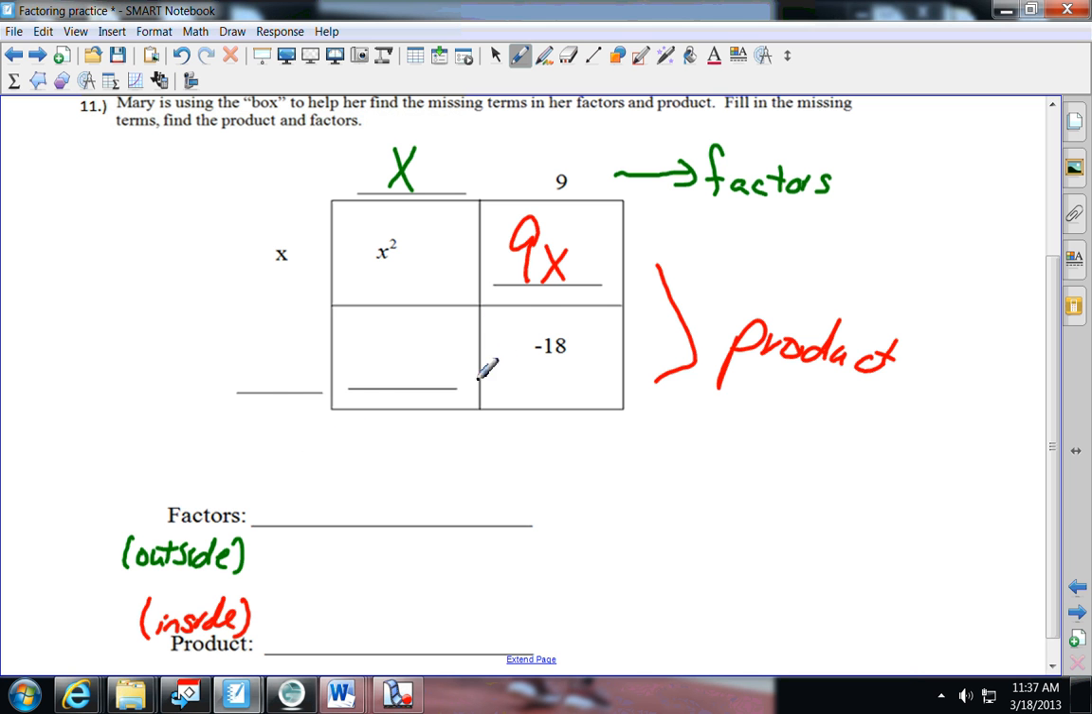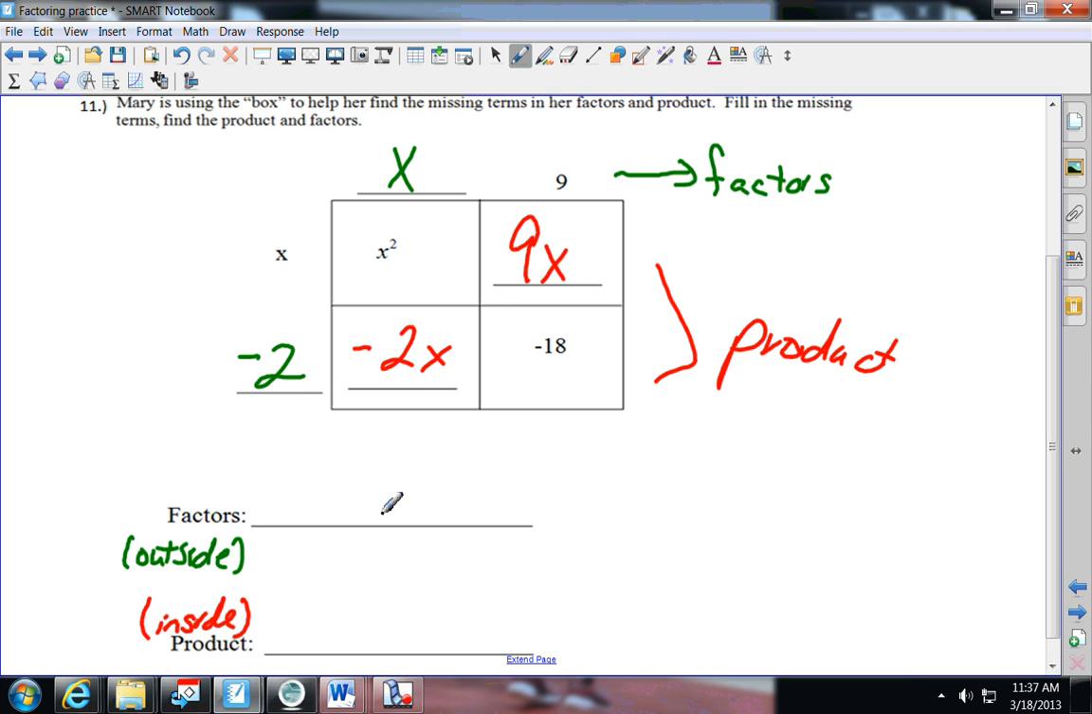All right, well, now I've got these two pieces right here. So to get some help here, I've got 9 times what gives me negative 18? Because you look inside here and you look to the left and above. 9 times what is negative 18? Negative 2. Make sure, because you take this number divided by the one up there. Well, now inside for my product, x times negative 2 is negative 2x.